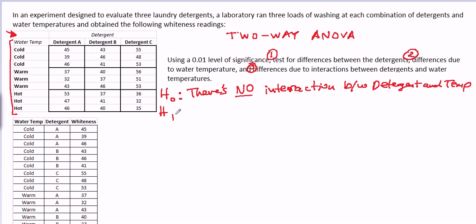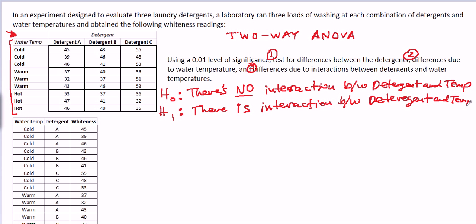And the alternative hypothesis is that there is, stress that, interaction between detergent and temperature. Okay? Remember, alpha was 0.01, right? That was given to us. So we have to specify that as well. Okay? So we're going to be able to test for interaction. Next, so we'll go through that.